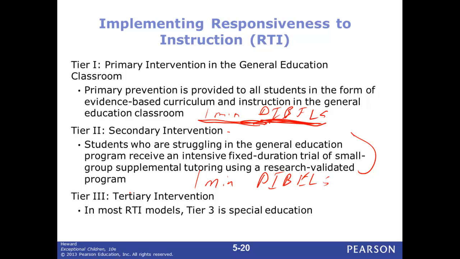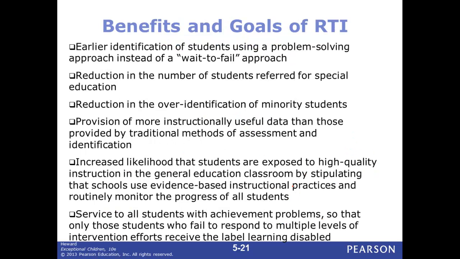And then if this doesn't seem to help them, we would jump to tier 3. And in most RTIs, tier 3 is special ed. And even in special ed now, we may change our approach completely, but we would continue to do 1-minute timings in DIBELS. So benefits and goals: earlier identification of students using a problem-solving approach instead of waiting to fail.